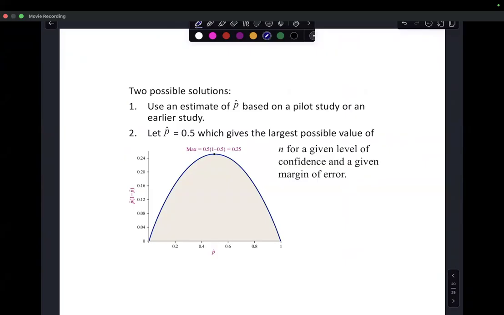You can use a previous study. So maybe a couple of years earlier, somebody did the same study. Or if you are polling for a presidential race or something like that, be like, okay, well, last week's poll had this person at 35%. So I'm going to use 35% for this. So you're just kind of making a guess based on a previous study.